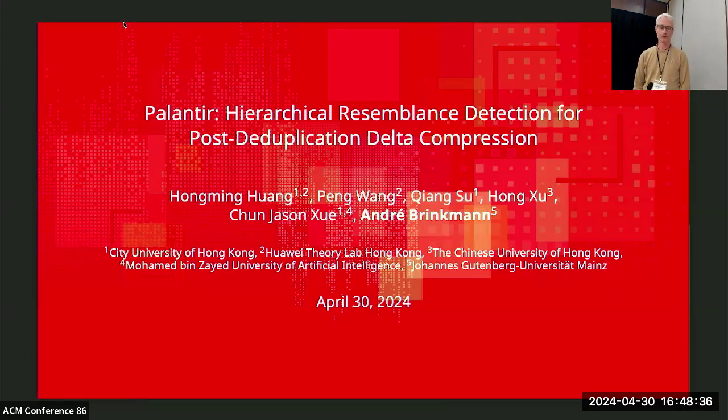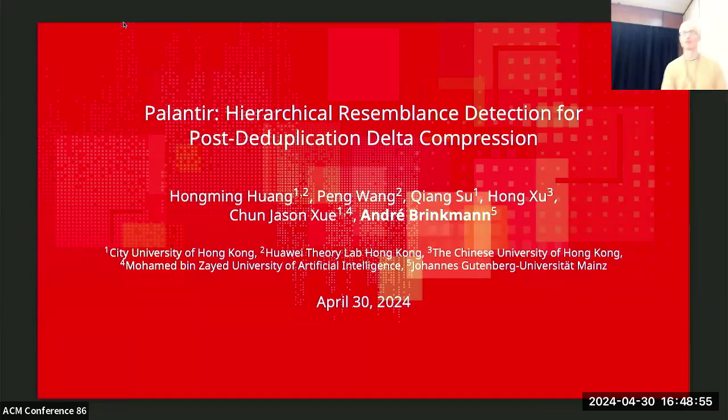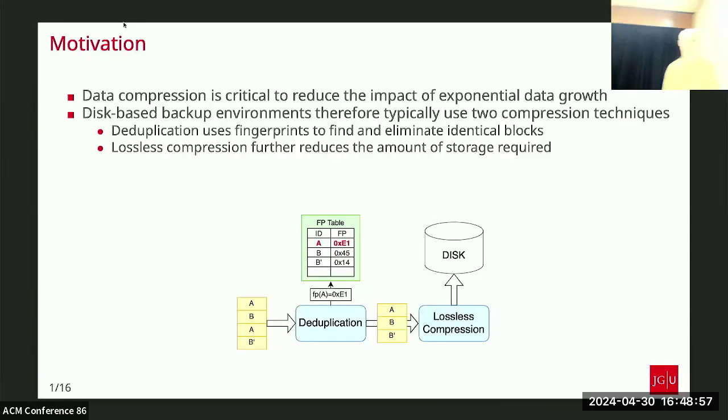Yes, and I'm happy to present Palantir, which is a hierarchical resemblance detection system for post-deduplication delta compression. This is joint work with Hongming Wang, Peng Wang, Jiangzhu, Hongzhu, and Shun Jason Xu. I'm pretty sure that I pronounced it not correctly. You might guess that my name on this list is Andre Brinkmann, the only non-Chinese name.